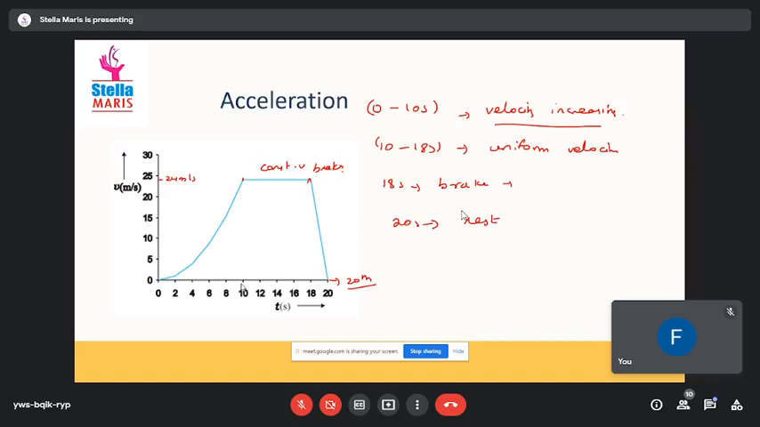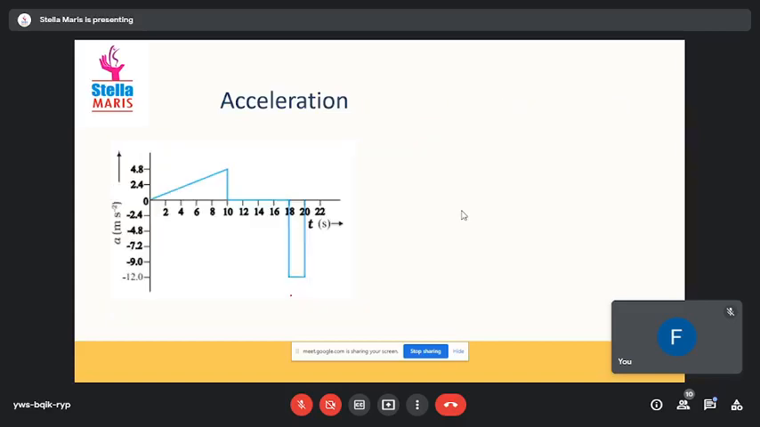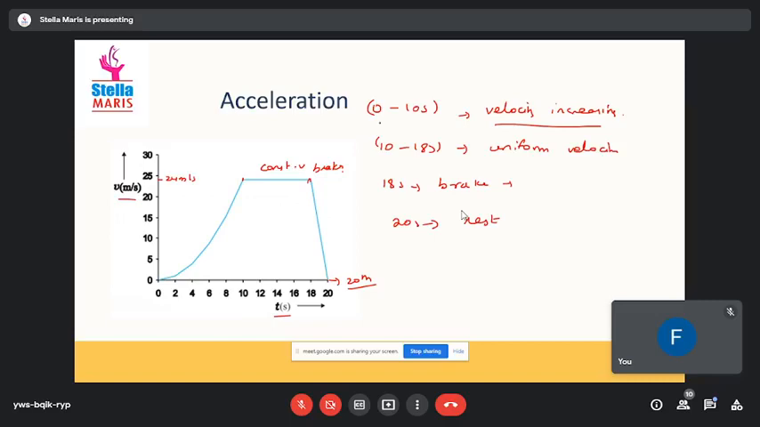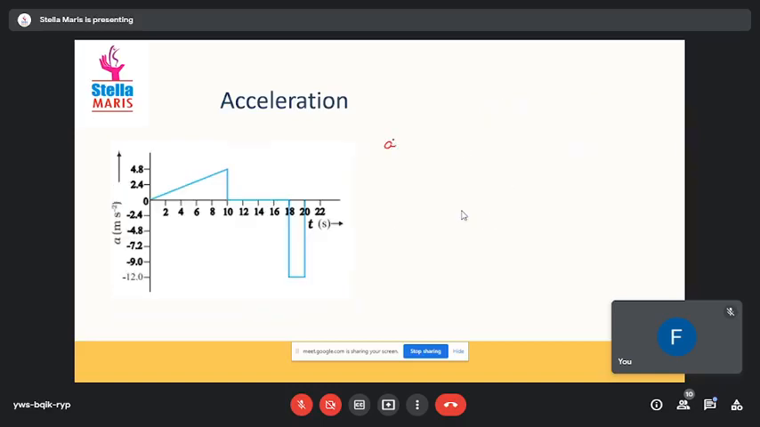Now we are going to plot the acceleration time graph for this graph. Okay. For this velocity time graph, we are going to construct an acceleration time graph. First, you have to take this time interval, that is 0 to 10. So find out the average acceleration for 0 to 10 seconds. Okay. So what is average acceleration? Del v by del t, which is nothing but v2 minus v1 divided by t2 minus t1.